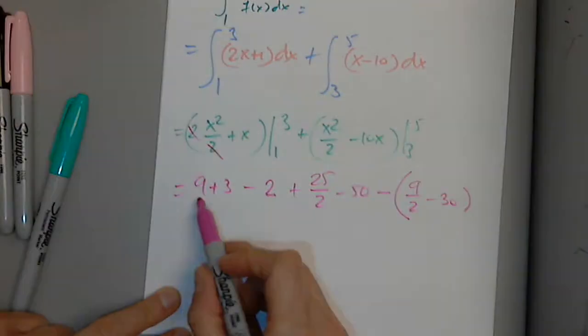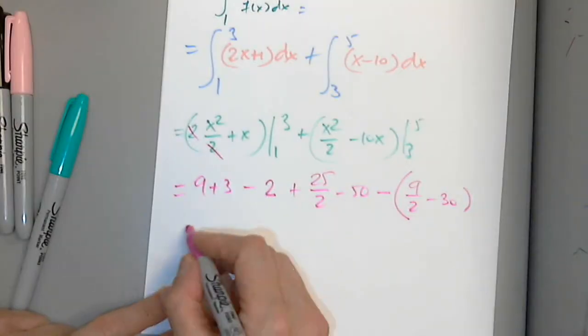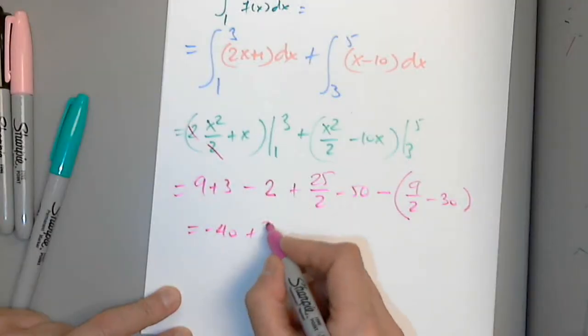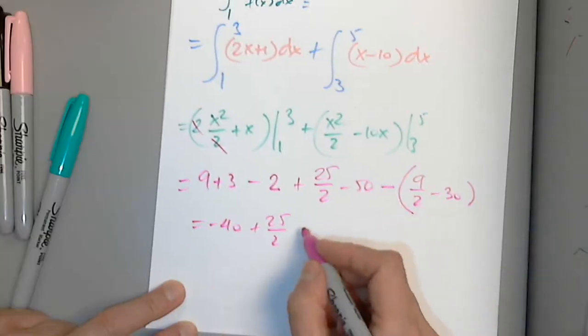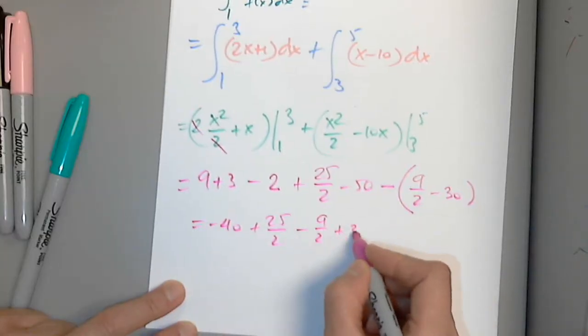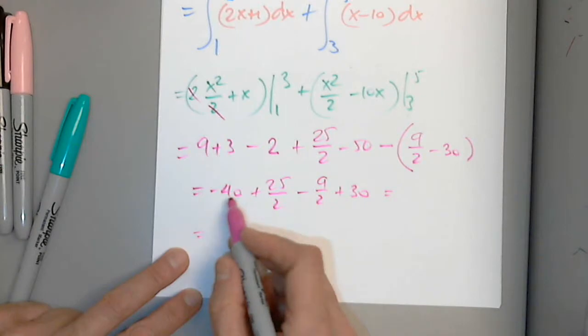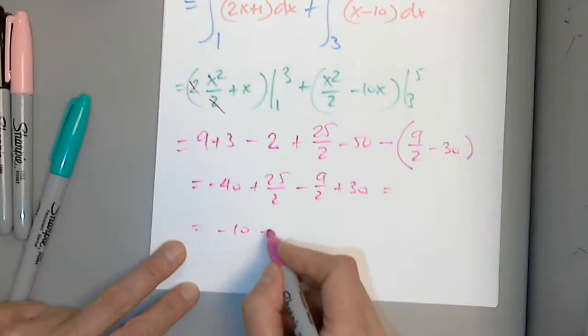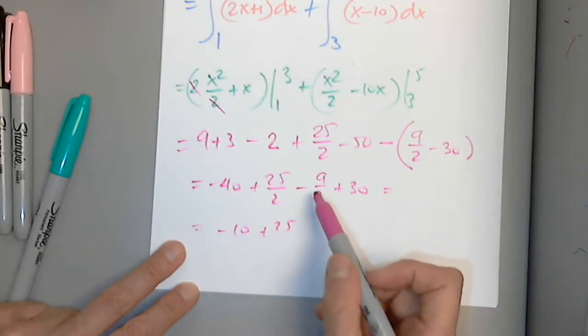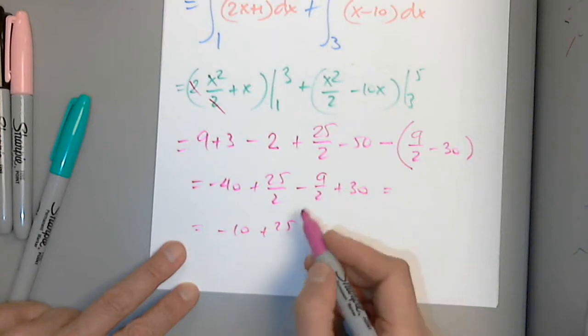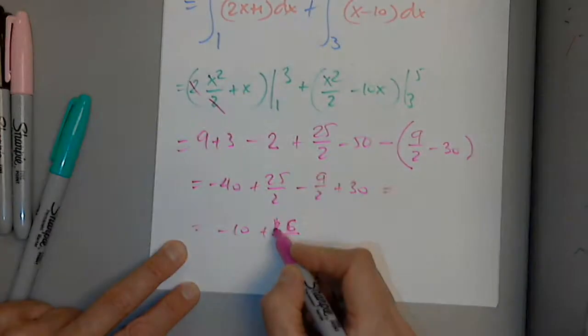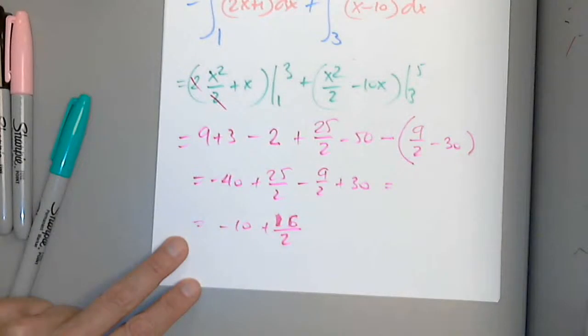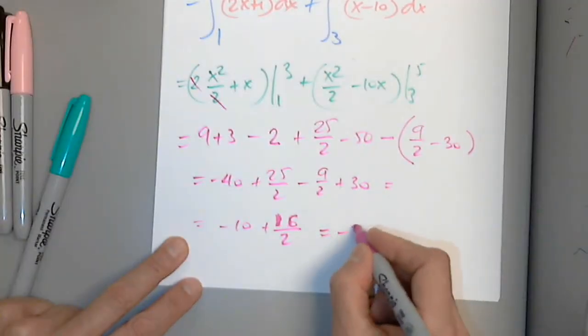So this is 1, so 10 minus 50 is minus 40, and then plus 25 halves. And this is minus 9 halves and plus 30. So now this is negative 10 plus 25. Actually, 25 minus 9 is 16. And that's 8. So that's negative 2.